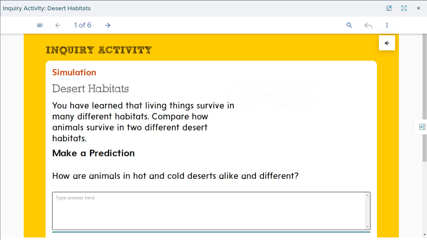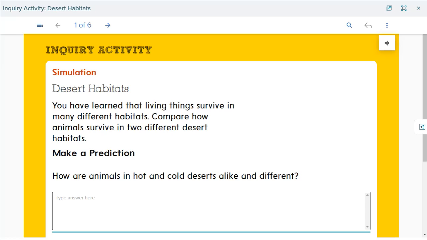Desert Habitat. You have learned that living things survive in many different habitats. Compare how animals survive in two different desert habitats. We learned before about two different desert habitats, the hot habitats and the arctic or very cold habitats. So how are animals in hot and cold deserts alike and different?